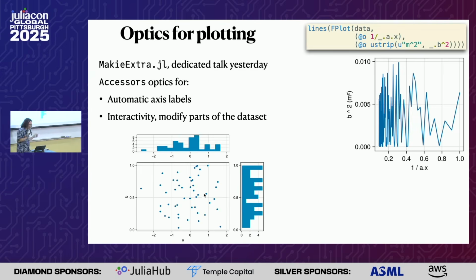There are other use cases. I gave a Makie Extra talk yesterday, but basically it uses optics. If you define a mapping from your data to plotting attributes like X, Y, color, with optics, it can both give you automatic axis labels, because optics know how to stringify themselves, and you can also get these interactions automatically, because optics know how to change a value in an object. They know how to create new objects out of these. I would say this just follows from what optics are. It works very nicely.